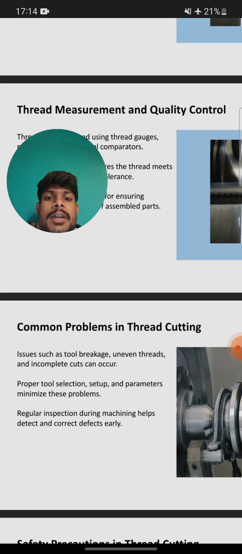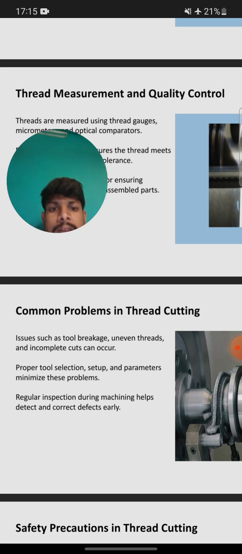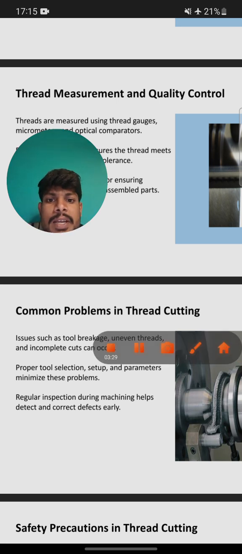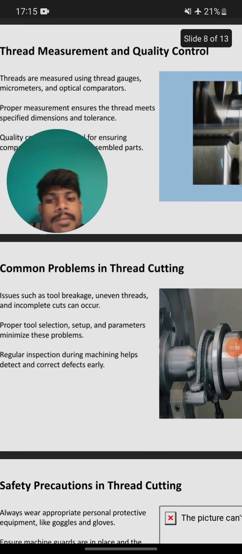Common problems in thread cutting. Issues such as tool breakage, uneven threads, and incomplete cuts can occur. Proper tool selection, setup and parameters minimize these problems. Regular inspection during machining helps detect errors easily.